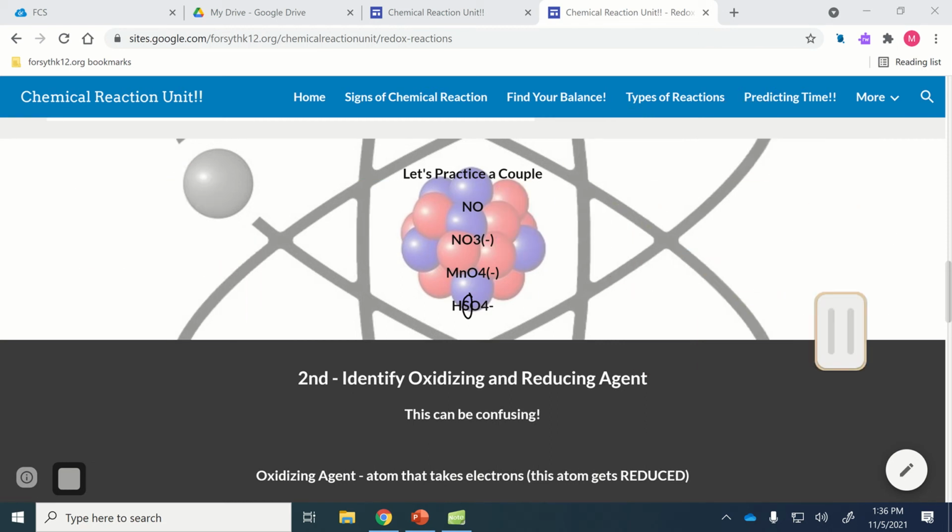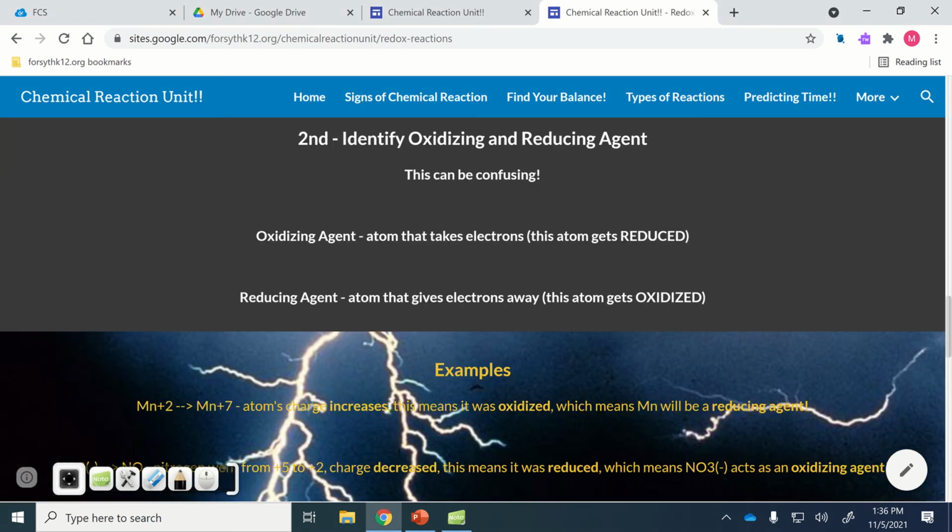All right, so moving on. The second thing I'm going to be asking you to do is you need to identify the oxidizing and reducing agents. I say this is confusing because the agent is the opposite of what is happening to that element itself. So you can see here, the oxidizing agent is the atom that will take the electrons, because it's going to oxidize the other atom. It's going to increase the charge of the other atom. So that means it's taking electrons and will actually be reduced.